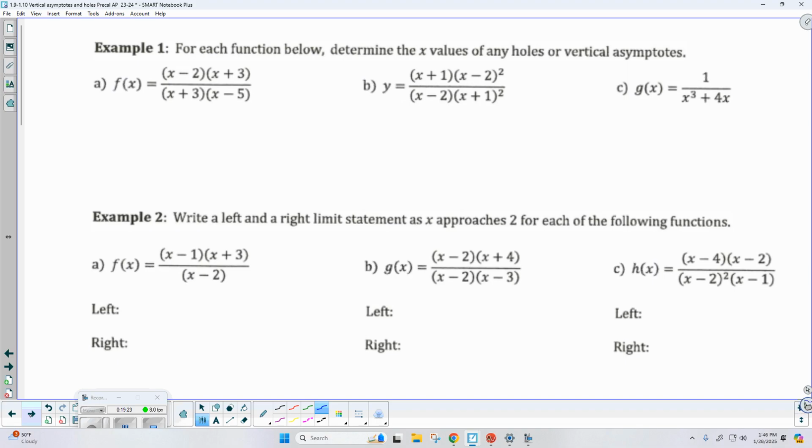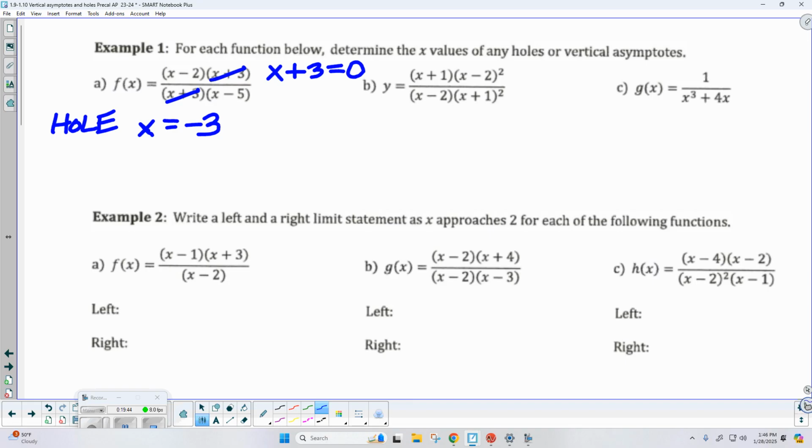A lot of people are saying yes. Why? Okay, we have a group that cancels, so there's going to be a hole. Now, where does the hole happen? I'm going to take that group that we crossed out and set it equal to 0. So the hole would occur when x is negative 3.